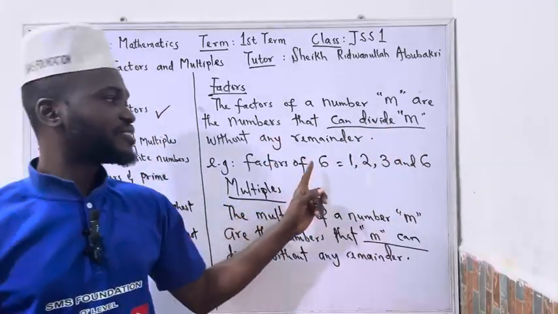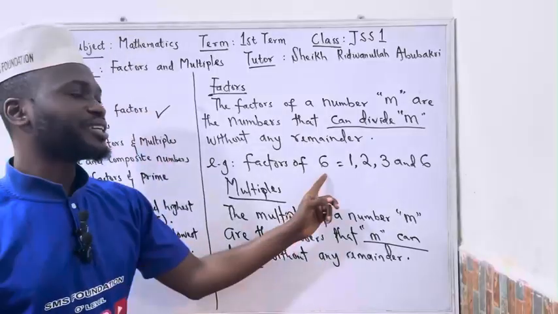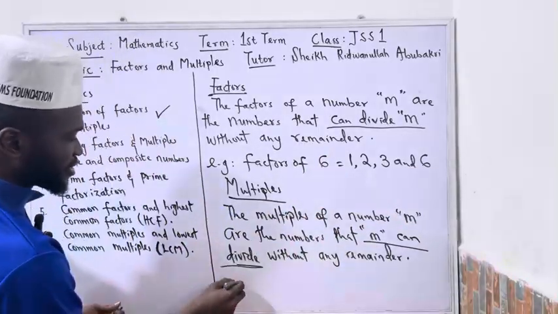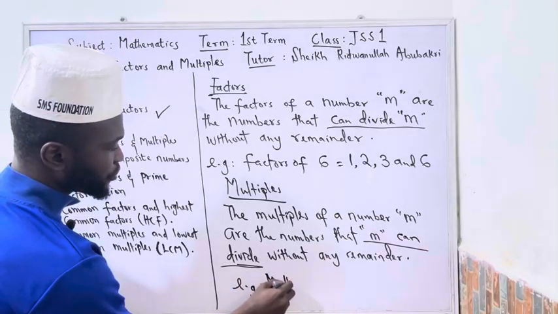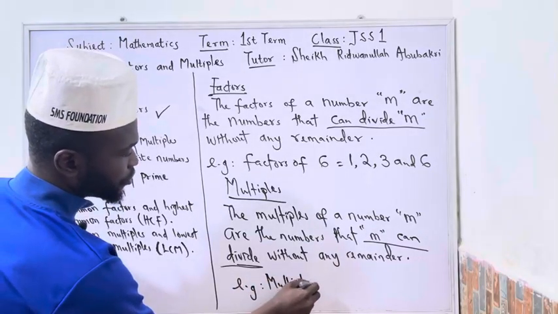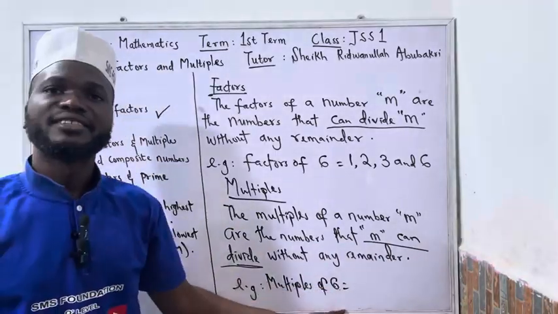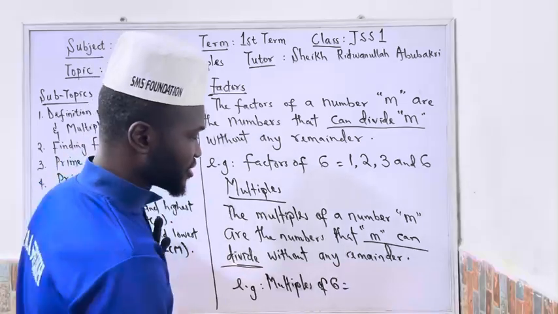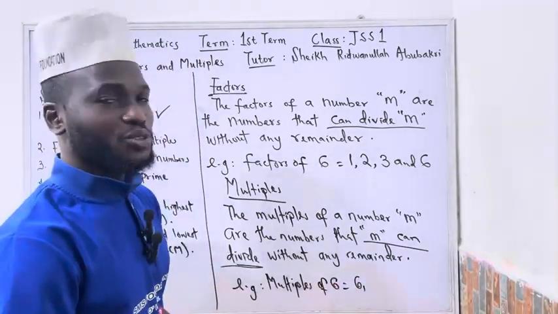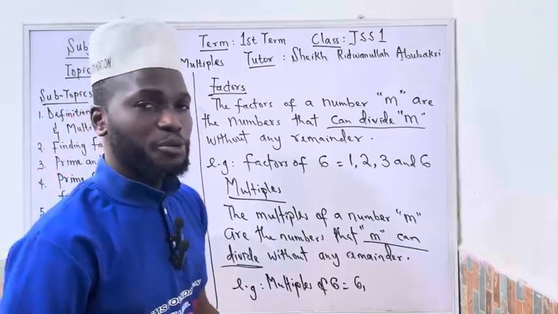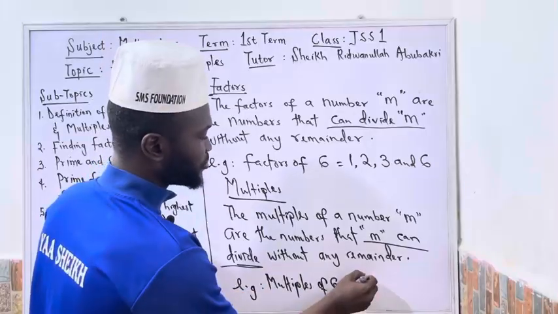Numbers that can divide 6 are 1, 2, 3, 6. But what about numbers that 6 can divide? Let's give that as an example. For example, multiples of 6 are the following. The numbers that 6 can divide begin from 6 itself. 6 is a multiple of 6. So if you add another 6, that will produce the next multiple. Now 6 plus 6, that will give me 12.